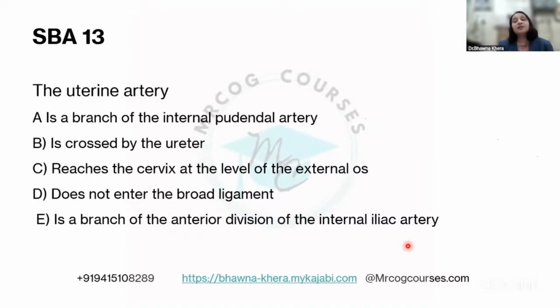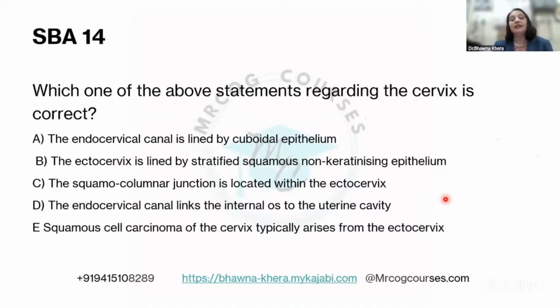Now, here comes the concept of single best answer. So, single best answer means you have to choose the best answer. Now, if we look at D and E, then E is absolutely correct, while D may or may not be, right? So, E is the best answer here. The uterine artery is the branch of the anterior division of the internal iliac artery.